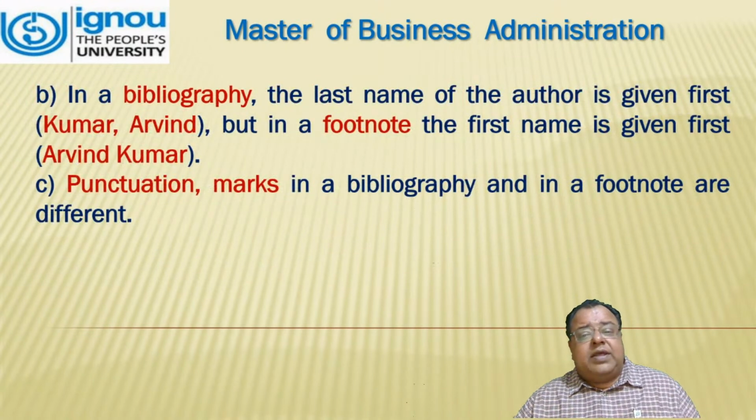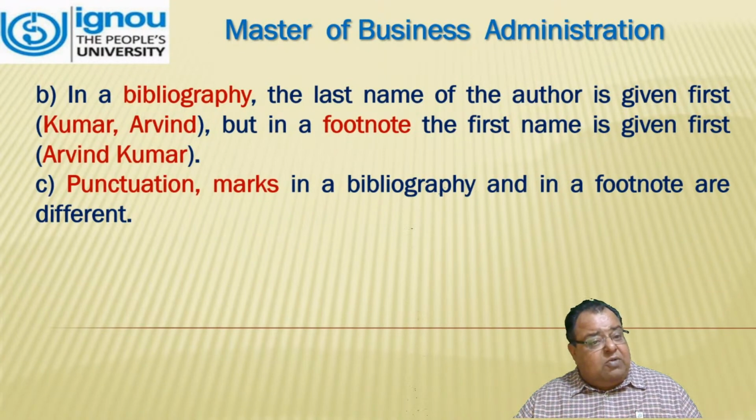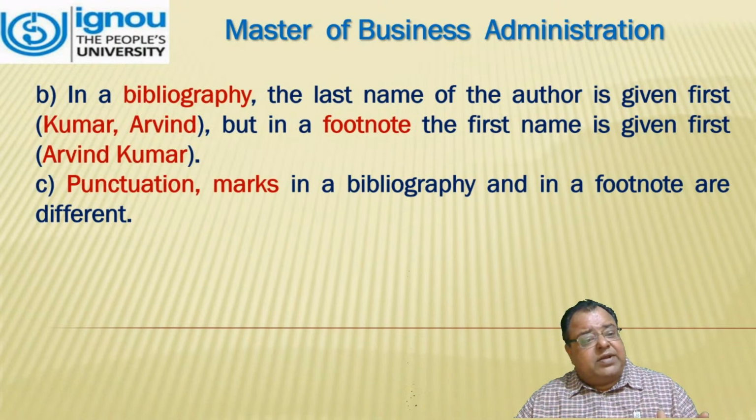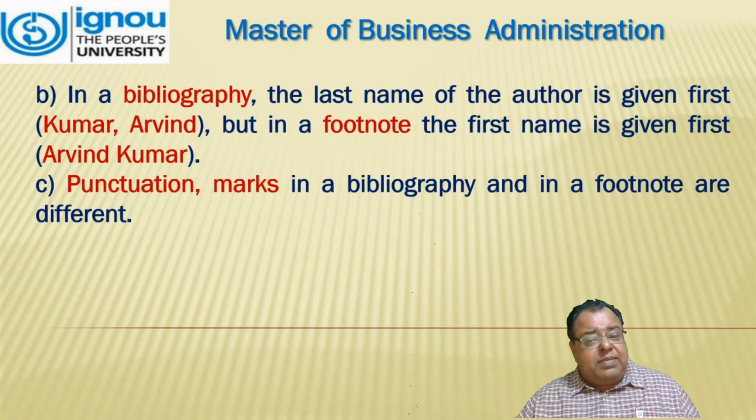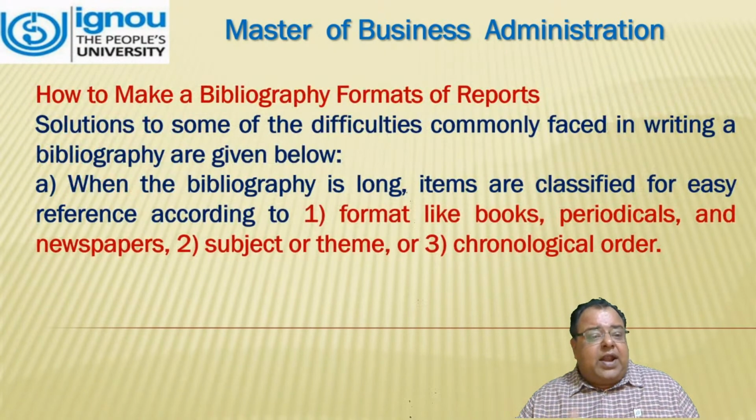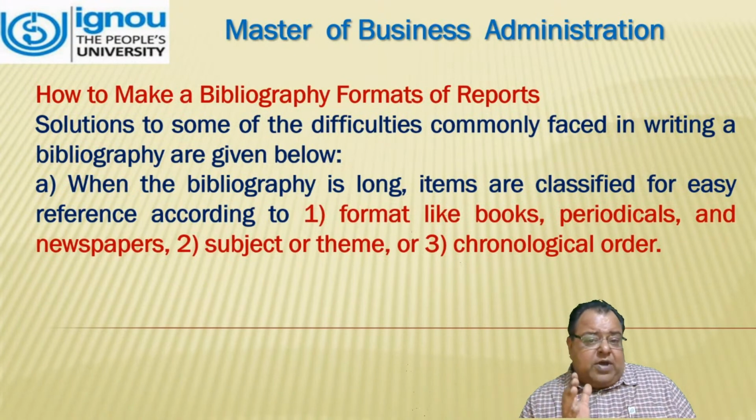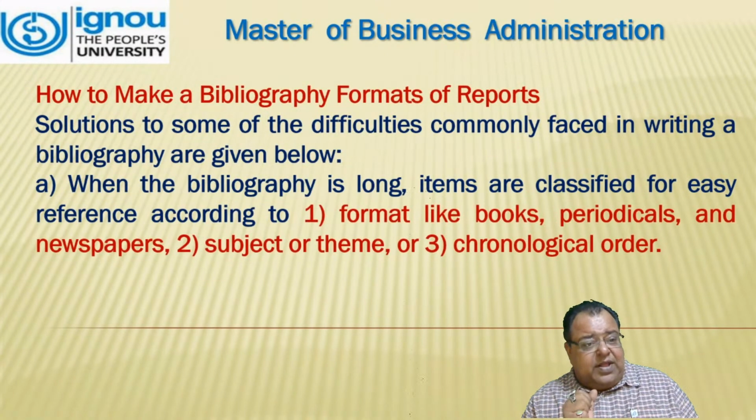In a bibliography, the last name of the author is given first, that is Kumar Arvind. But in a footnote, the first name is given first, as Arvind Kumar. Punctuation marks in bibliography and in footnotes are different. Now, how to make a bibliography format of a report?